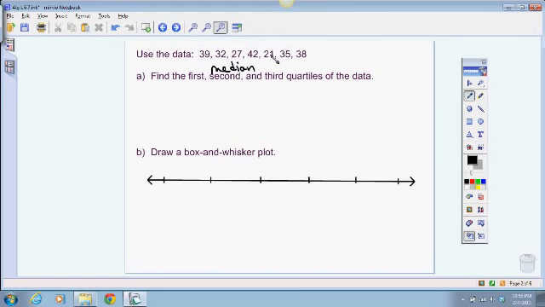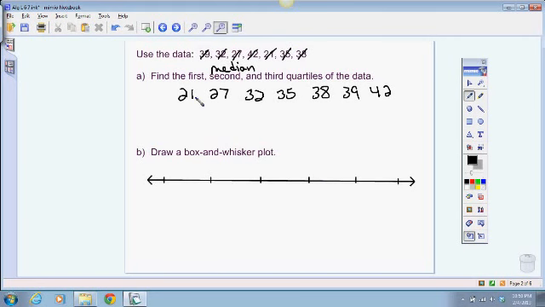Our smallest number is 21, 27, 32, 35, 38, 39, and 42. Now, is it important to put the data in order? Absolutely. Remember, the median is the middle number of the data set when the numbers are written in order.